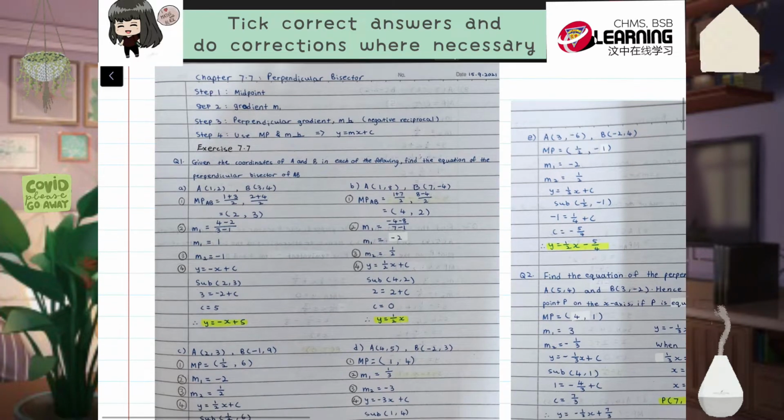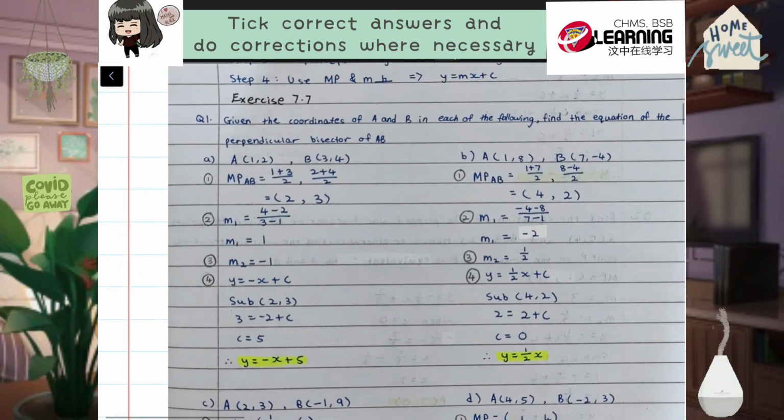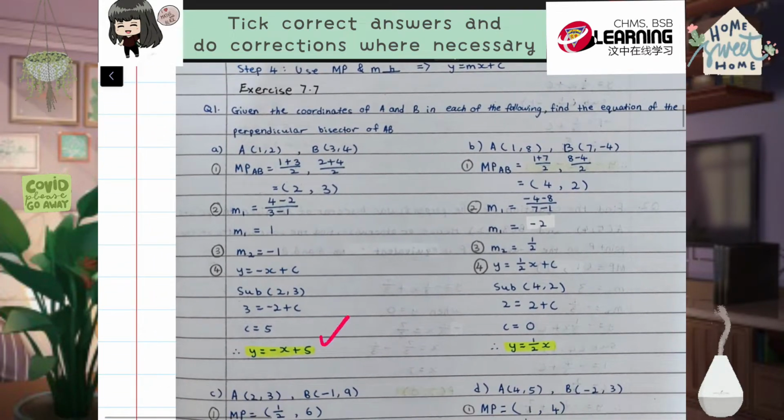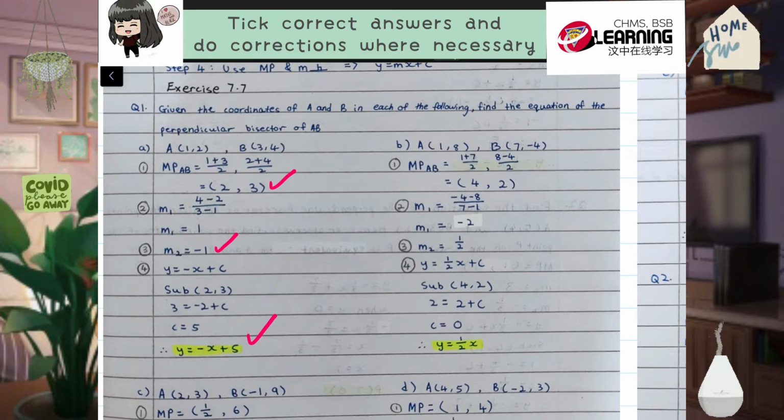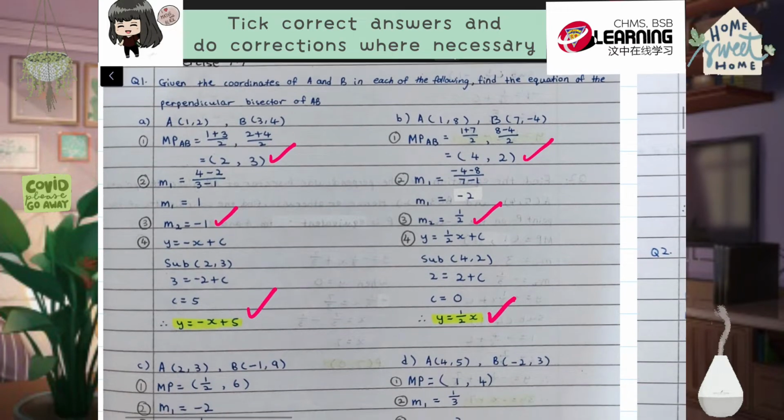Let's look at question number 1, part A: y equals negative x plus 5. Please tick your answer. Before that, I want you to tick the midpoint as well, 2, 3, and also your gradient, which is negative 2. Then part B, this is very neat work, so it's very easy for you to compare your answer with his answer. For part B, the final answer is y equals half x. Then midpoint, please tick, and your gradient also, please tick for your perpendicular gradient.